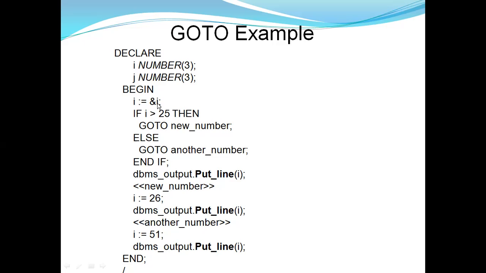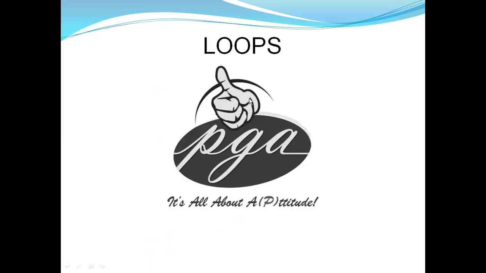But if my value is 23, then it will go to the another number. What's another number? This one, 51. So it is going to print only the 51. Clear? Very simple. Now we'll talk about the most important part.